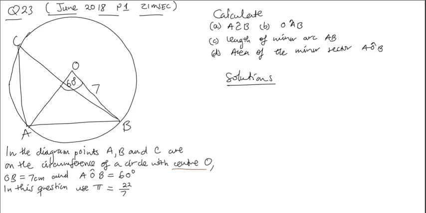of the circle, and this circle has center O. It's very key to mark this because you're going to use it as a reference somehow. We're also told that OB is 7 centimeters. So you can see from the circle that if O is the center, then definitely OB is the radius of the circle. And then angle AOB, that's the angle at the center, it's actually 60 degrees. Okay, and also you're told that in this question you're going to use pi as 22/7, right?